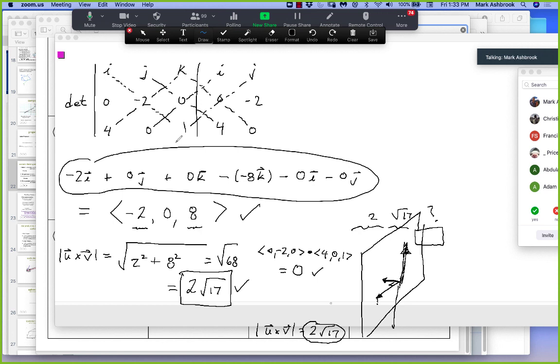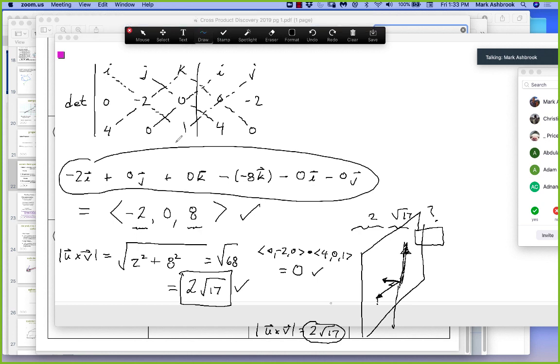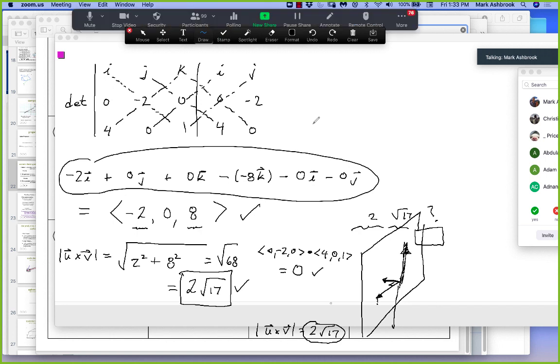Okay, so where are we at here? Okay, so I want to talk about some applications of dot product and cross product, or the idea of applying dot product and cross product, if there's no more questions on this.